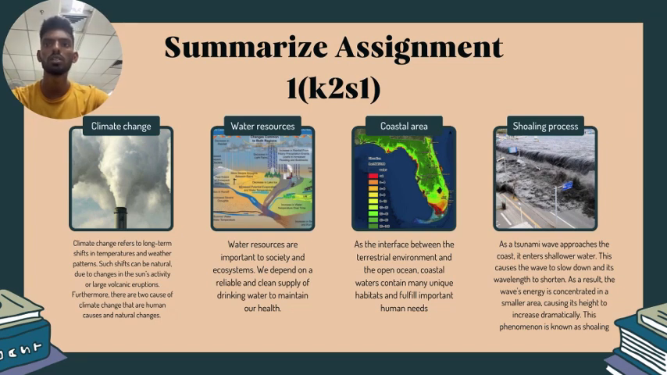Furthermore, there are two causes of climate change: human causes and natural causes. Humans cause climate change by releasing carbon dioxide, methane, and nitrous oxide. We produce greenhouse gases in a lot of different ways, like burning fossil fuels, deforestation, agriculture, and cement.